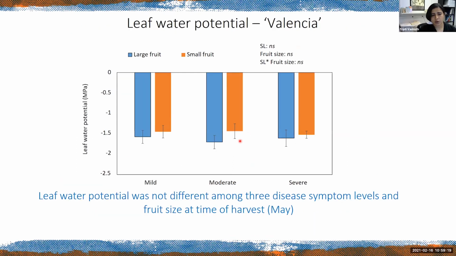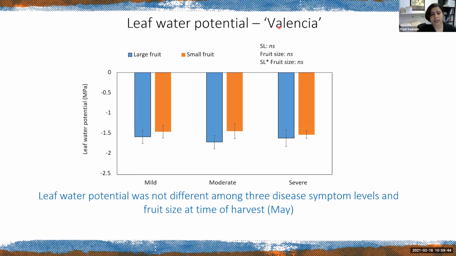So now talking about water potential, because abscisic acid is basically produced in response to drought stress. Whenever your tree is experiencing drought stress, there is enhanced production of abscisic acid. So we measured leaf water potential. This is in the case of Valencia.